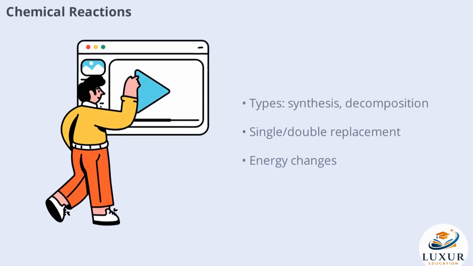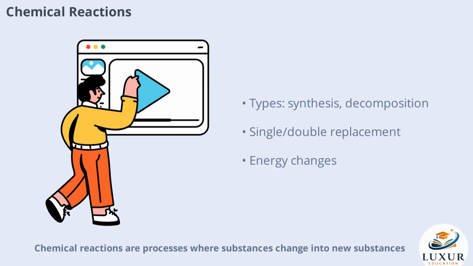Chemical reactions are processes where substances change into new substances. They often release or absorb energy and can happen quickly like explosions or slowly like rusting. There are several types of reactions: synthesis combining substances, decomposition breaking apart, single replacement, and double replacement. All reactions happen to reach a more stable, lower energy state.